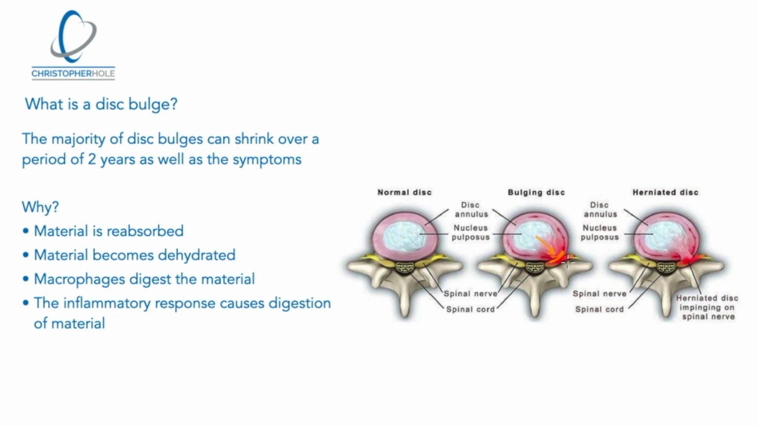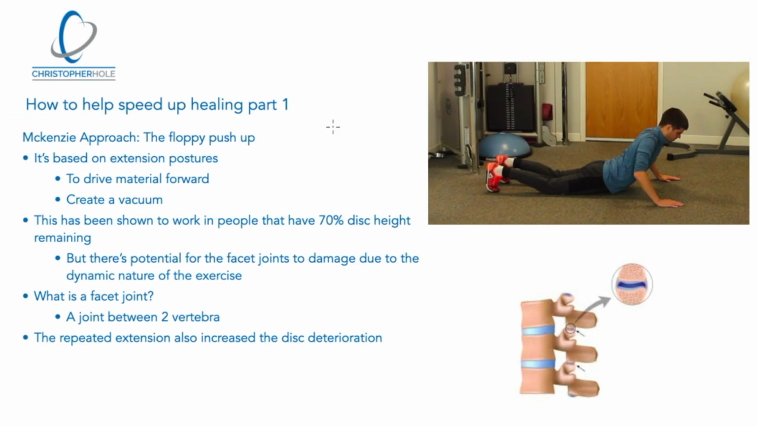So what we're now going to do is talk about some things that we can do to help that process move along and not give the body as much work to do on its own. So we're giving ourselves the best chance to overcome a bulging disc. How to speed up healing of a bulging disc. This is part 1, and then we're going to talk more about a slightly different exercise in part 2.